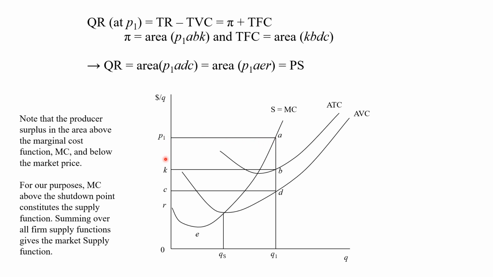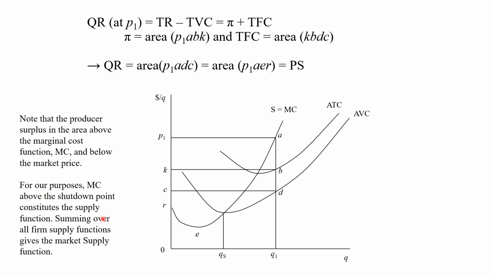So P1 down to R and then E and up here to A. That area is equal to that same area P1 ADC, and that's equal to that area P1 AER, which is also known as producer surplus.